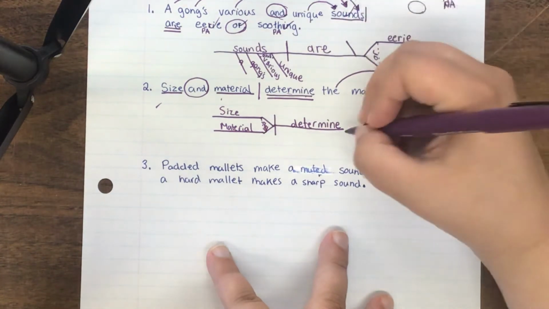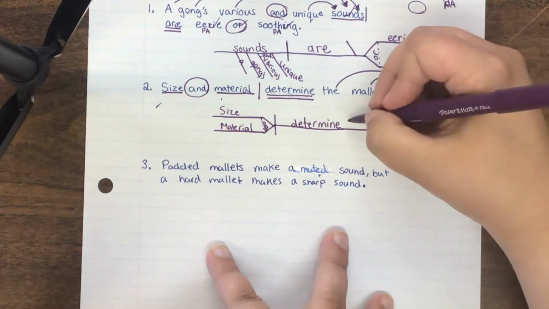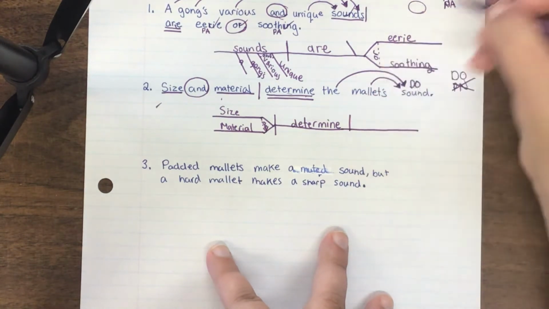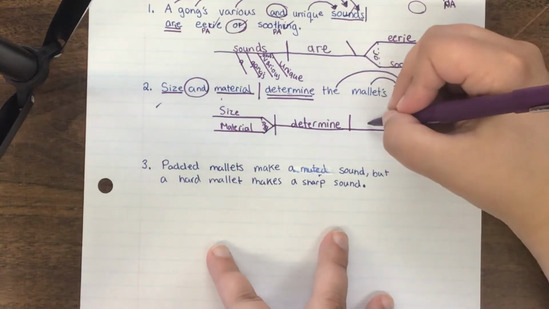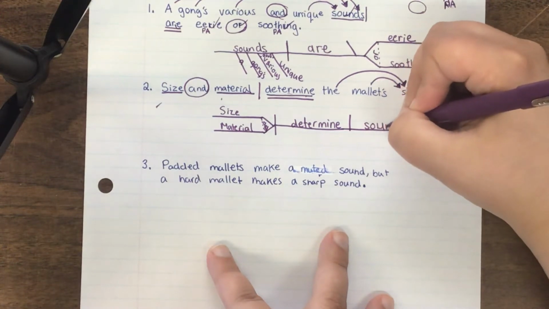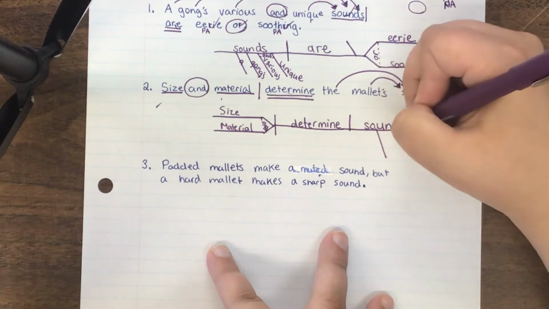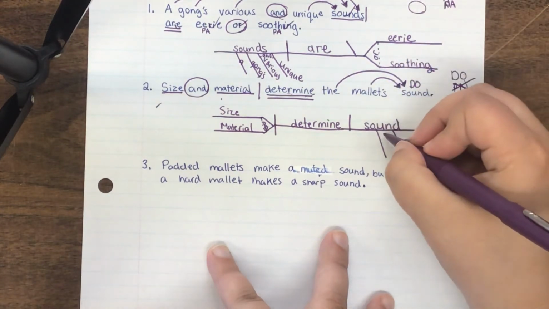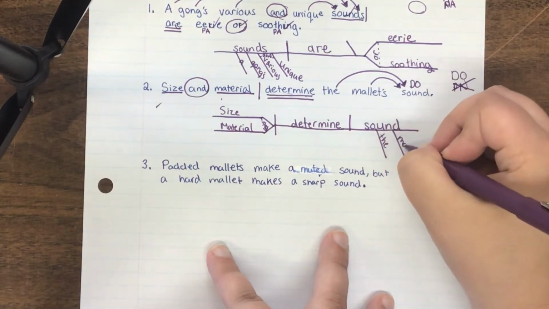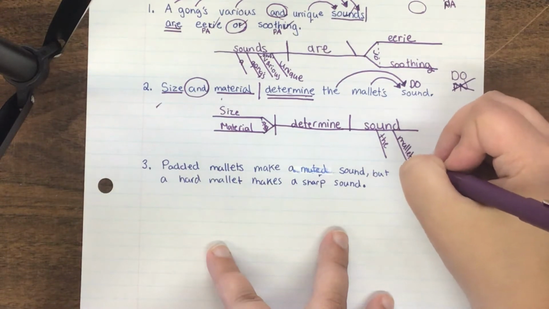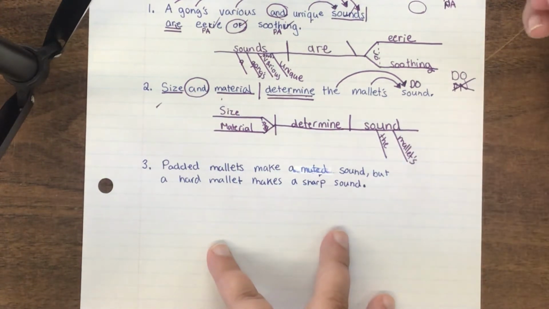And then I just need my direct object. When we make a direct object, we go directly up and down like that. And so sound is going to go on here. And then the words describing sound, the mallets, are going to go on my diagonal lines here. The mallets. There we go, and that sentence is diagrammed a little bit easier than the other one.